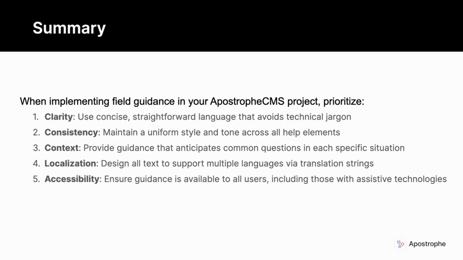Overall, when implementing field guidance in your ApostropheCMS project, prioritize: 1. Clarity. Use concise, straightforward language that avoids technical jargon. 2. Consistency. Maintain a uniform style and tone across all help elements. 3. Context. Provide guidance that anticipates common questions in each specific situation. 4. Localization. Design all text to support multiple languages via translation strings. And finally, 5. Accessibility. Ensure guidance is available to all users, including those with assistive technologies.